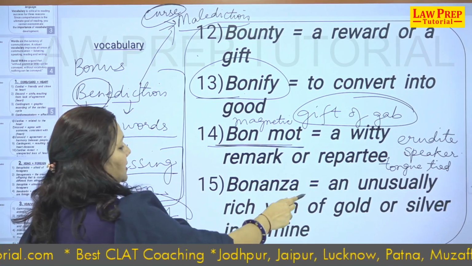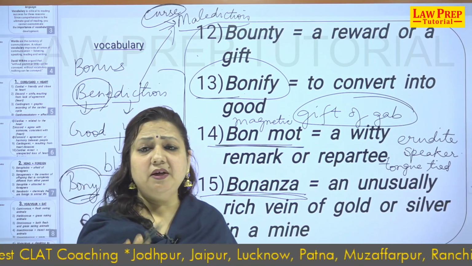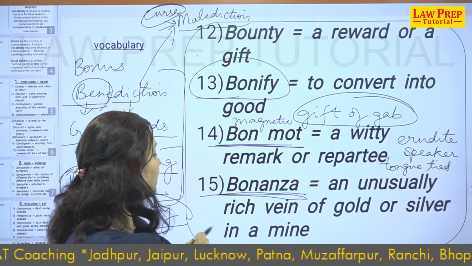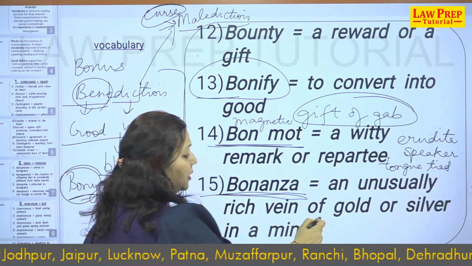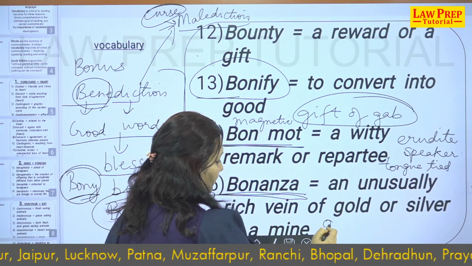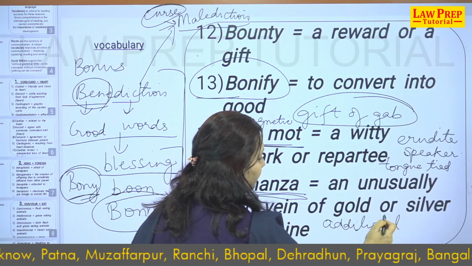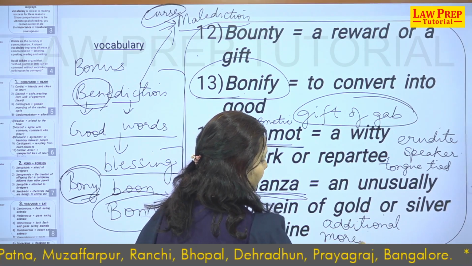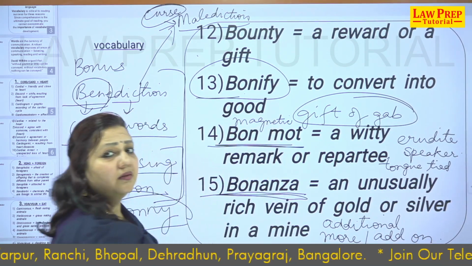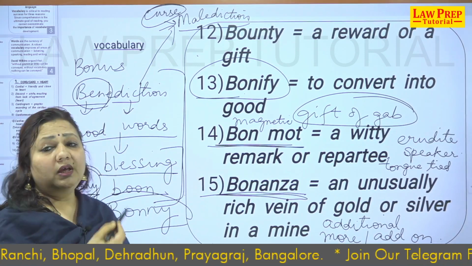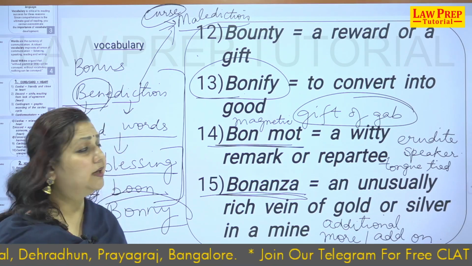Bonanza: he got a bonanza in the form of his bonus, something unusual that you usually do not get, an unusual rich vein of gold or silver in a mine. If you get something additional, something more of value, this is a thing which you add on to it. He got a bonus, a Diwali bonus. Everybody loves to get the Diwali bonus. People look forward to the Diwali bonus, right?